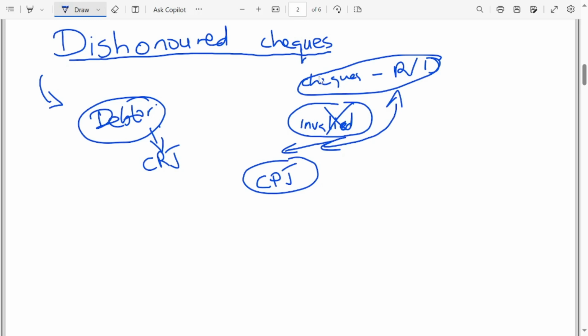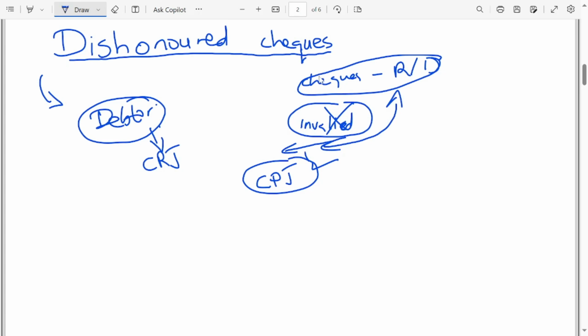So if we want to decrease the bank now, or to cancel this, we are going to cancel it in a CPG. So therefore, a dishonored check must be recorded where? In a CPG. Okay, we record it in a CPG. Remember, we're talking about a check.